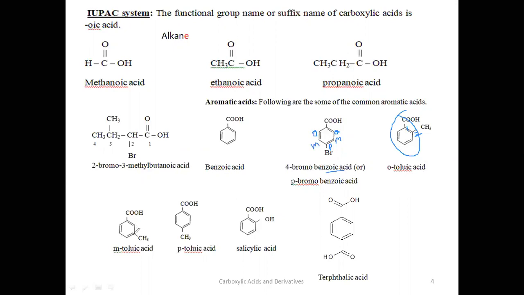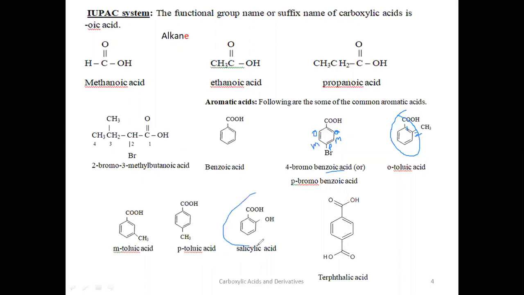Similarly, in this compound, the methyl is at the meta position. You can call this compound meta-methyl benzoic acid, or there is a common name, m-toluic acid, or 3-methyl benzoic acid. Here methyl is at the fourth position, therefore 4-methyl benzoic acid, or it is at the para position, therefore you can also call this para-methyl benzoic acid, or the common name is para-toluic acid.